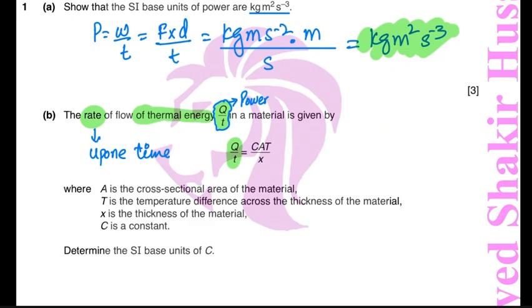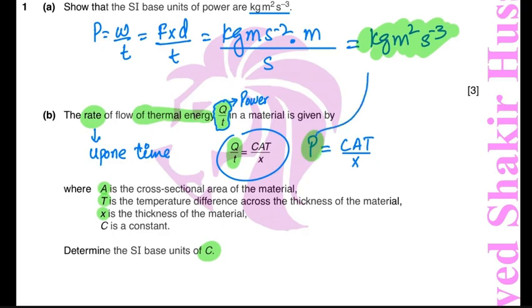Got it? Q upon t is power. Okay, I'll simply rewrite this equation. Are you there with me? Yes. So power is equal to kAT upon x. Now what we have to do is find the base units. What is x? Thickness. What is T? It's temperature. What is A? It's area. And what is power?